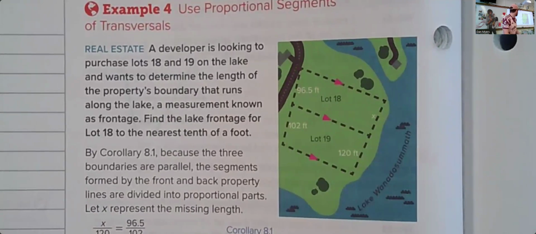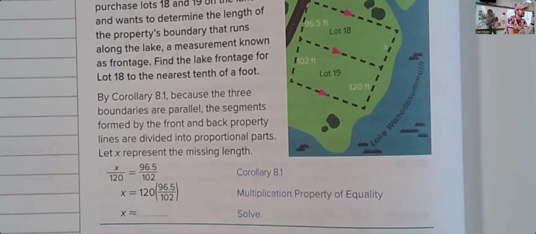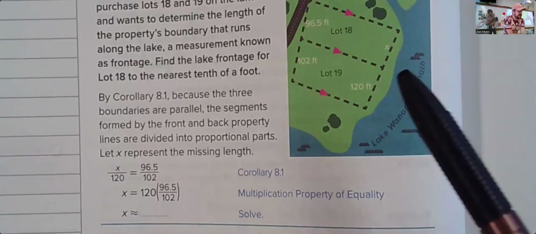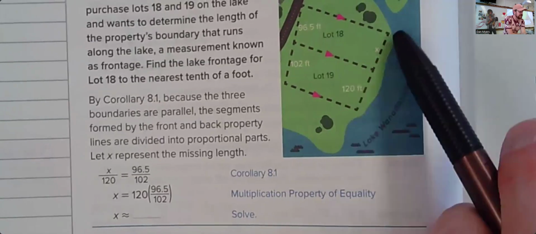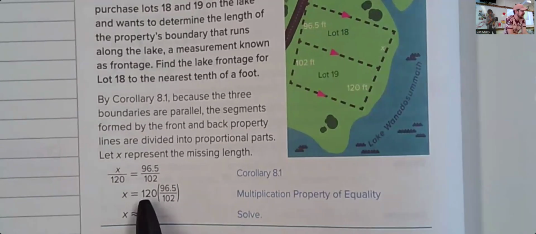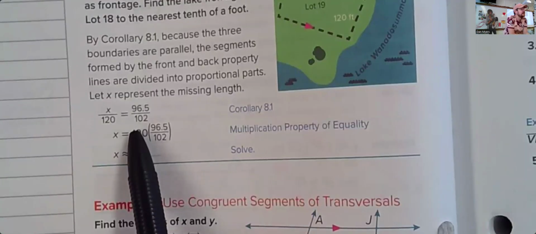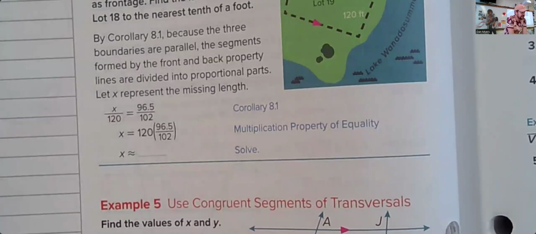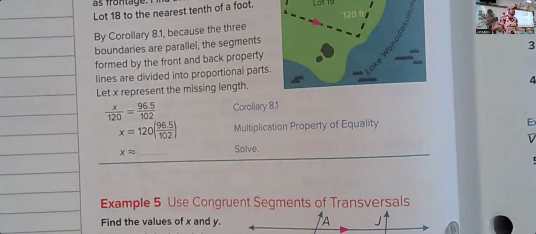It gives us information about the corollary, all that. This is basically using the triangle proportionality theorem, but we're using it with essentially a trapezoid instead. So you can take the frontage that we need, X, put it over the length that's adjacent to it, 120. That ratio will be equal to the ratio of 96.5 over 102, which is exactly what it shows here. So setting up the proportion, X over 120 equals 96.5 over 102. Cross multiply. We would probably actually say 120 times 96.5 and then divide by 102. It's all the same math anyway.